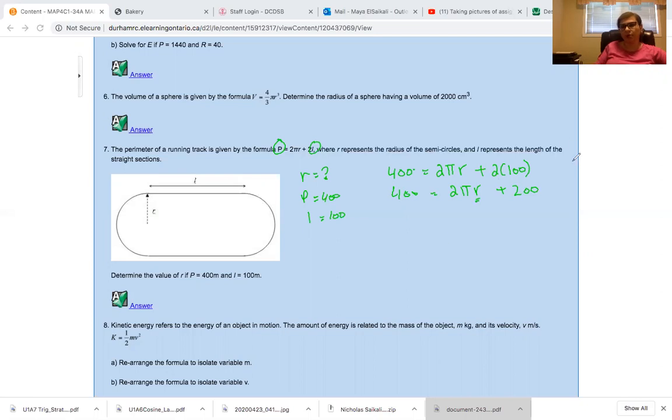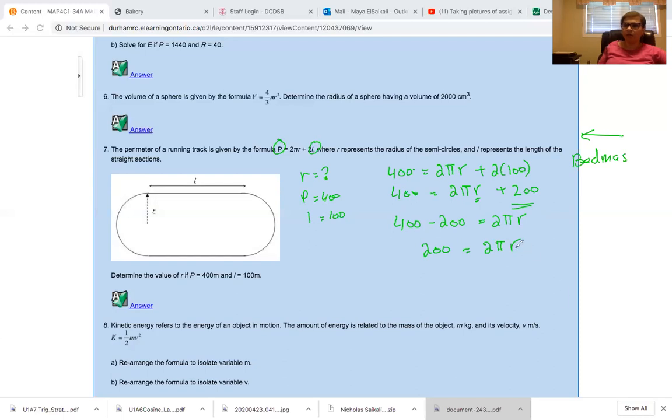Remember that when you're isolating, you're following BEDMAS in the opposite direction, okay? Reverse BEDMAS. So the first thing that you want to get rid of is any addition or subtraction. And you see that I have this addition of 200 here. I'm going to bring it over as a subtraction. So it's going to be 400 minus 200 equals 2 pi r. So that's going to be 200 equals 2 pi r.